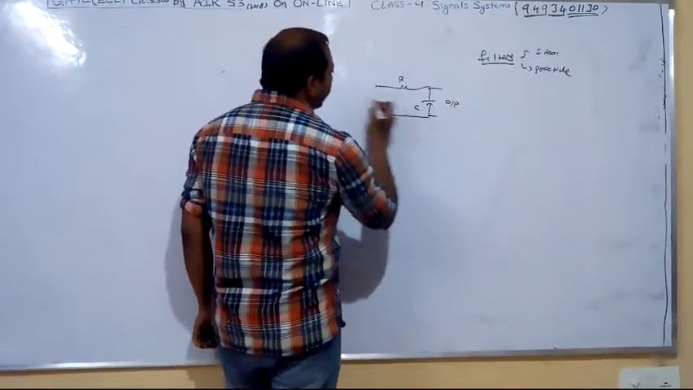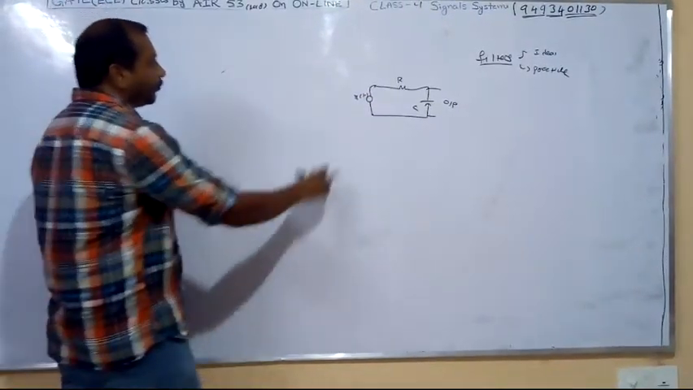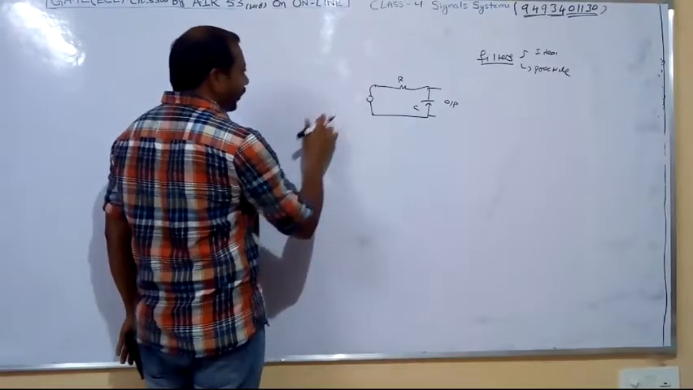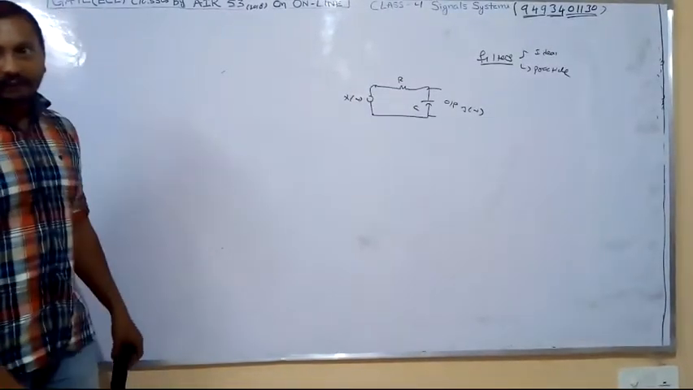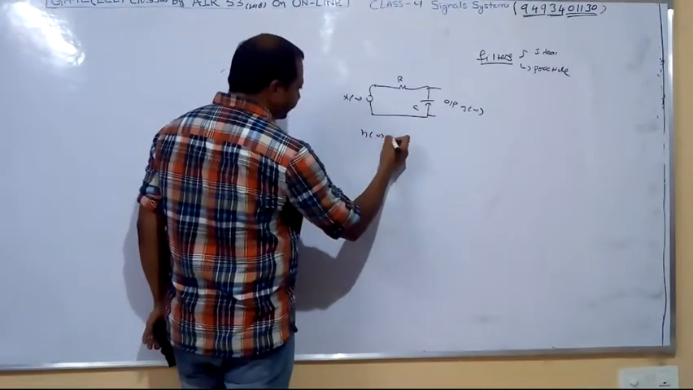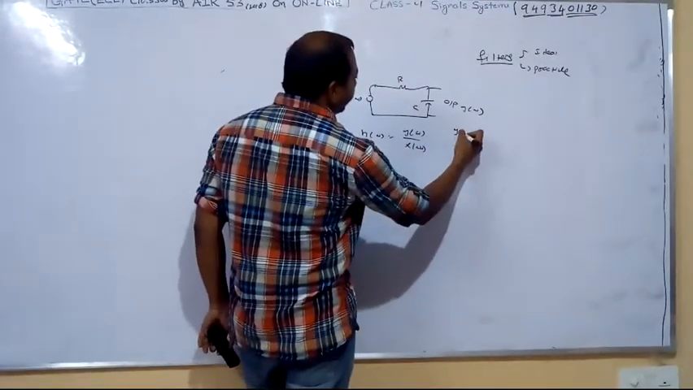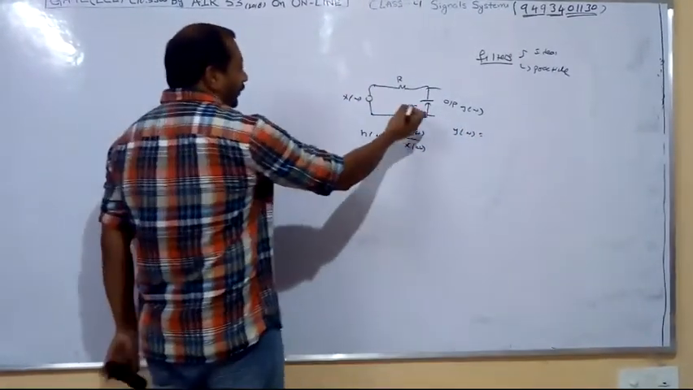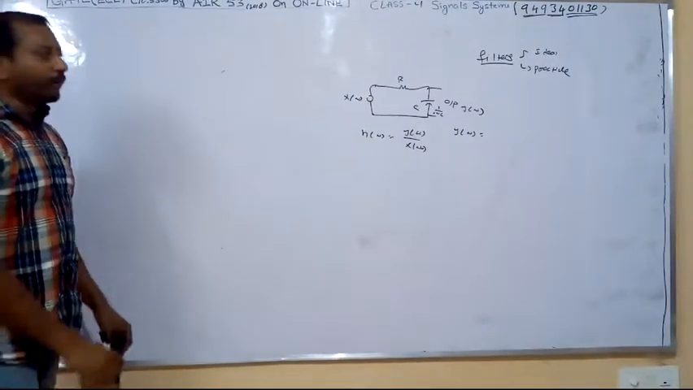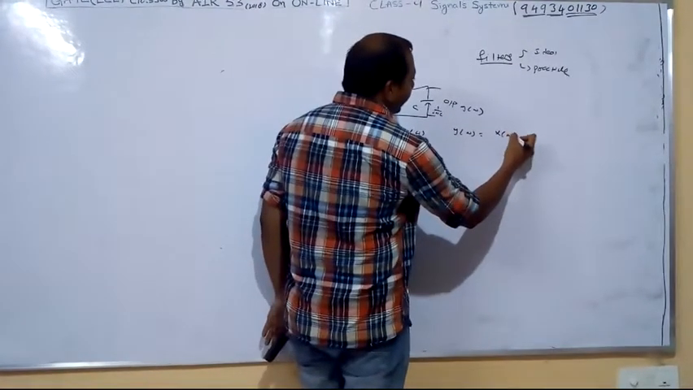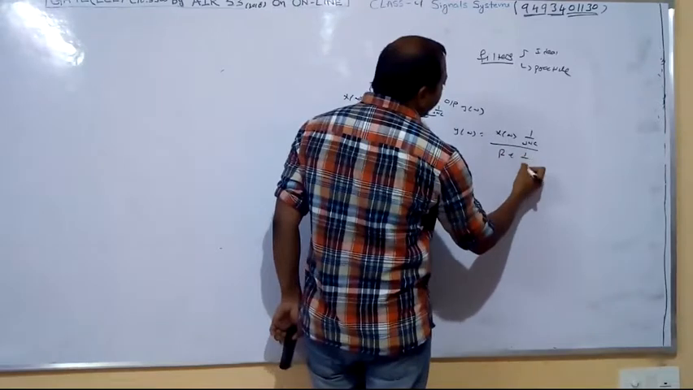Here you have to consider the output across the capacitor, and we provide the input whose value is x of t, or x of omega, and the output is y of omega. The transfer function of this filter is h of omega, equal to y of omega divided by x of omega. What is y of omega? The capacitor's impedance is 1 by j omega c. Using the voltage division rule, y of omega is x of omega times 1 by j omega c divided by R plus 1 by j omega c.